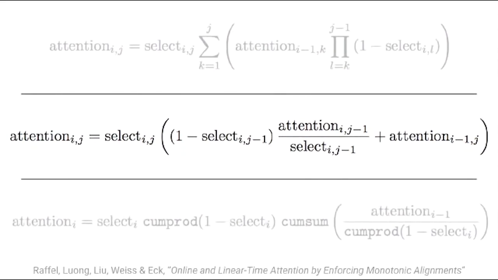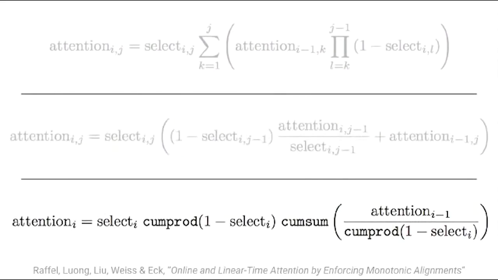And now this is still bad because it's a recurrence relation, so we have to calculate the terms of the probability distribution sequentially. In other words, we can't parallelize the computation of this attention distribution like we do with softmax. But fortunately, we can solve the recurrence relation and express it in terms of cumulative sums and cumulative products, which are parallelizable. And there's a full derivation of this in the paper at the bottom of the slide if you're interested in how to figure this out.